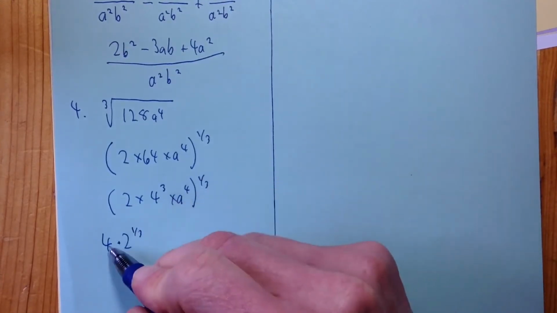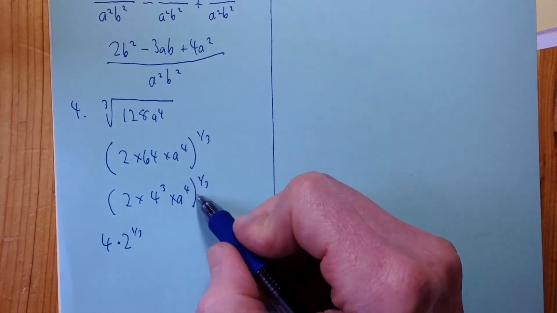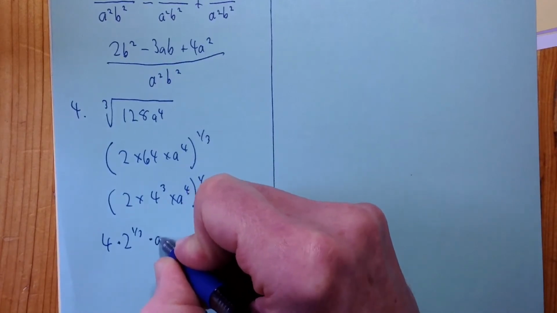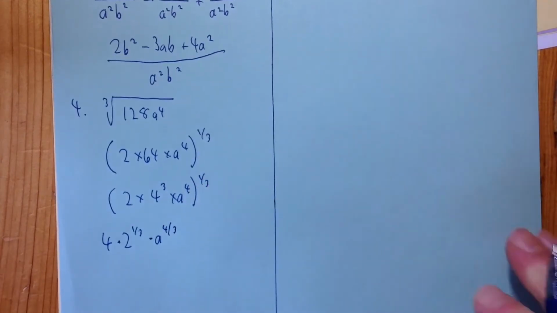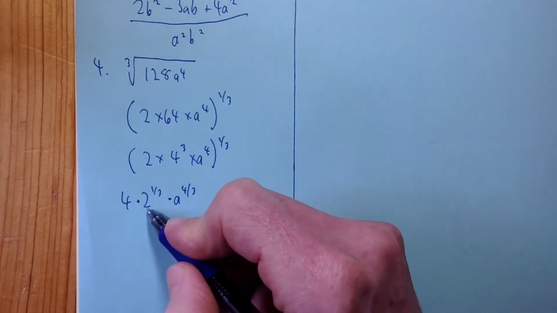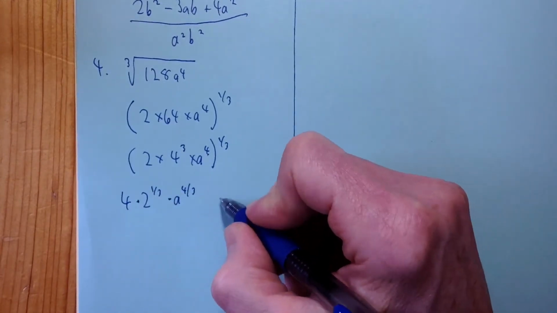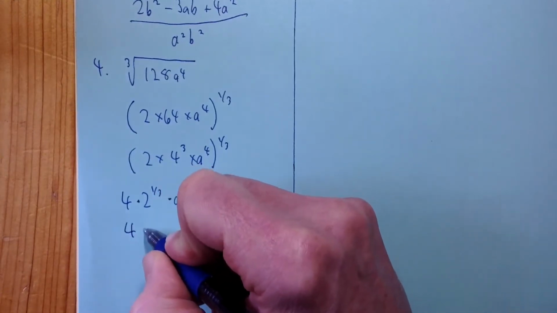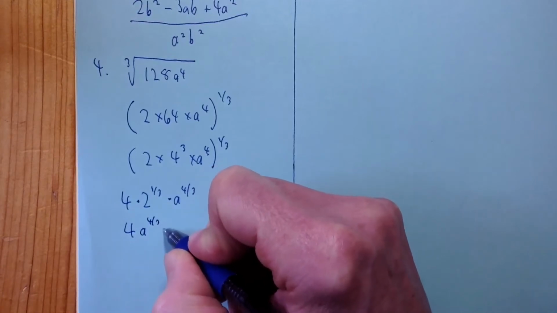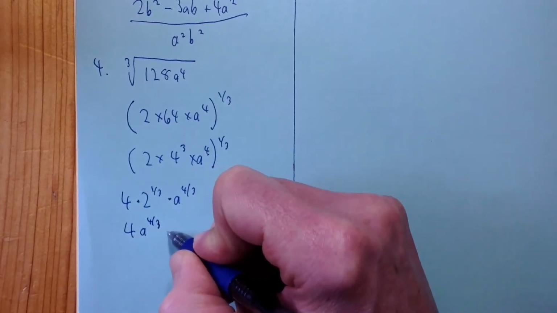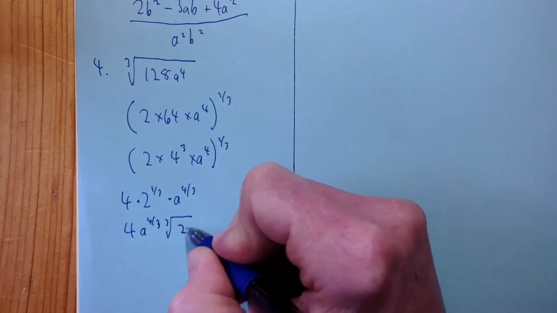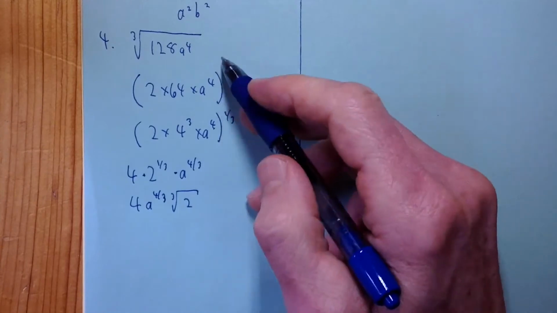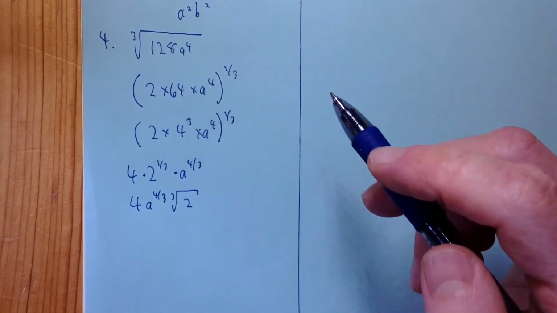1/3 times 4 is 4/3, so times a to the 4/3. I don't know why I put the 4 first, I was just excited. And that's about as simple as you can get. You could write this as a cube root if you want. Maybe this is an easy way to write it: 4a to the 4/3 times the cube root of 2. Either way works, but that's how you do that. Powers multiply. Power to power, you multiply.